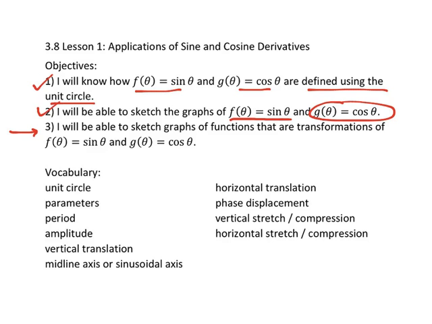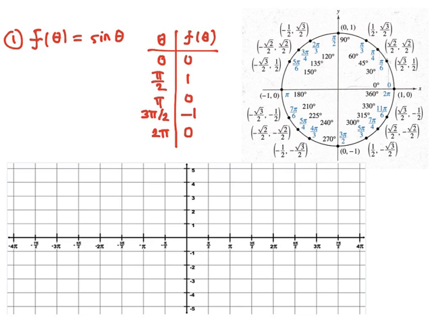So now we've completed objectives 1 and 2, and we're ready to move on to objective 3. You'll be able to sketch graphs of functions that are transformations of the parent sine and the parent cosine functions. So let's take a look at the graph of the parent sine function once again. Now we're using the set of axes that you see here. This is the horizontal axis representing the angle of rotation, and this is the vertical axis representing the output from the function.